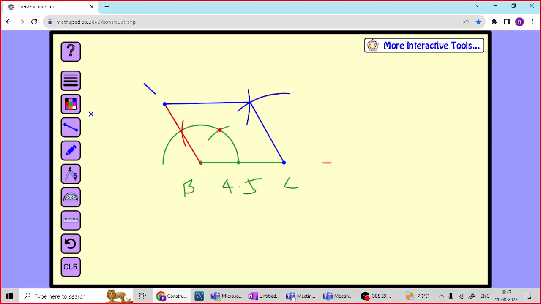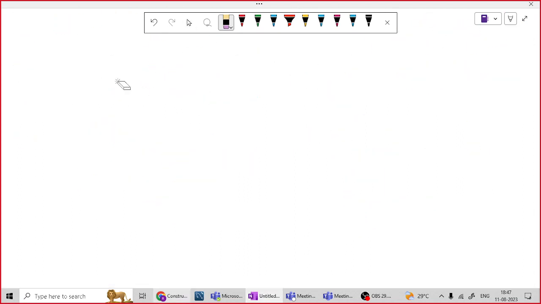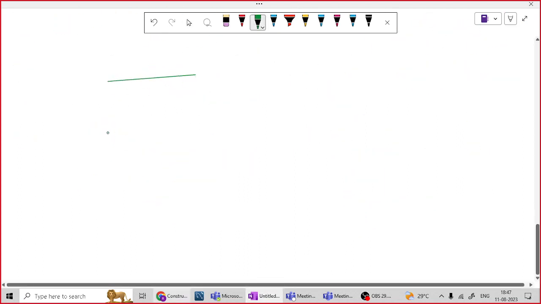Sir, I'm getting a slanting diagram. Sir, even I got it. Yeah, you'll get slanting because a parallelogram is slanting, right? A, B, C, D. 4.5 and this side 3.6. Here we made use of one property, that opposite sides are equal. This is a complete parallelogram. A parallelogram will always be slanting, either towards left or right, like this or like this.